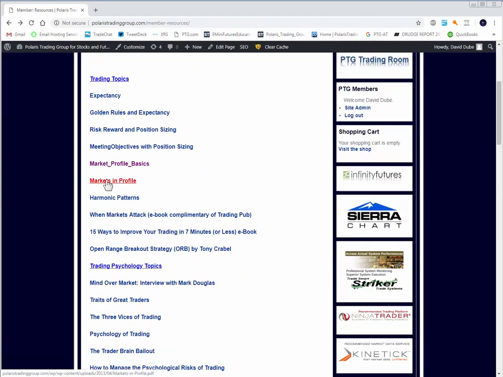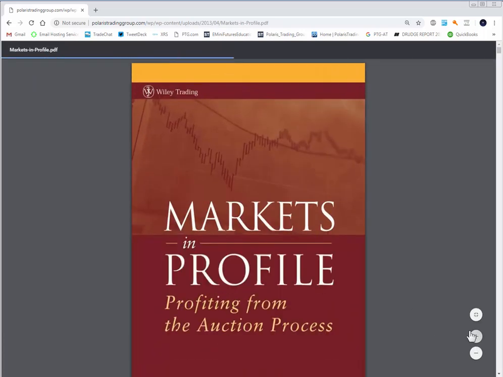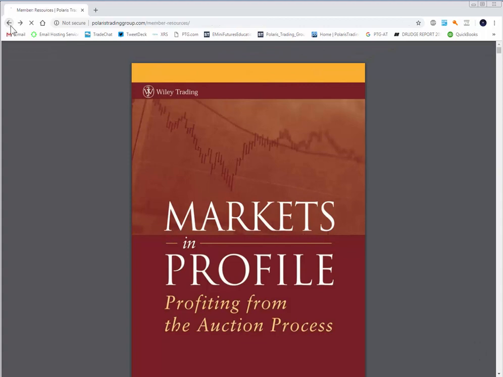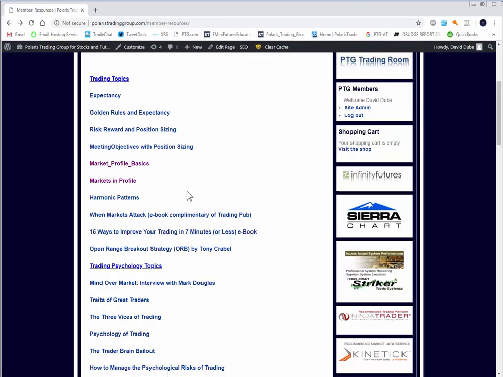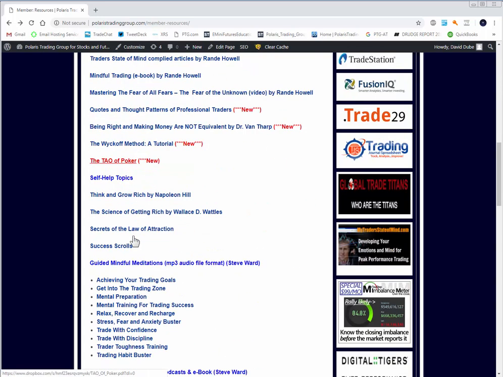We also have an ebook called Markets and Profile, written by James Dalton. If you scroll through that, this is an entire ebook, 225 pages. If you're very ambitious and you want to learn more about the profile and auction process, that is like one of the Bibles. Then you can scan through the rest of these, all various topics.